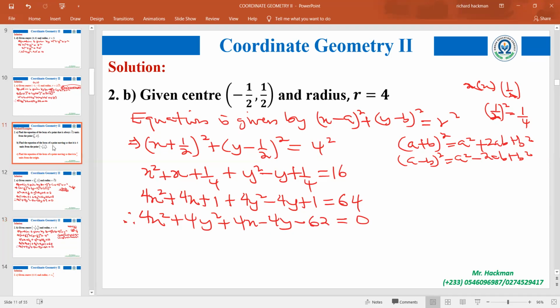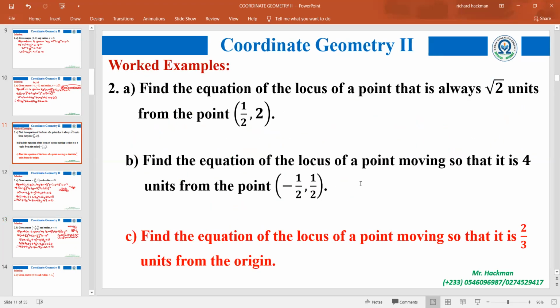Okay, so even the B, I didn't read the question that we want to solve. It was a little different from what you have. They said, find the equation of the locus of a point moving so that it is 4 units from the point. So again, this is the center and this is the radius. The locus of points moving equidistant from a fixed point is always a circle. So if you are asked to find the equation of the locus, then you are asked to find the equation of the circle. Is that clear? Yes, please. Very good.